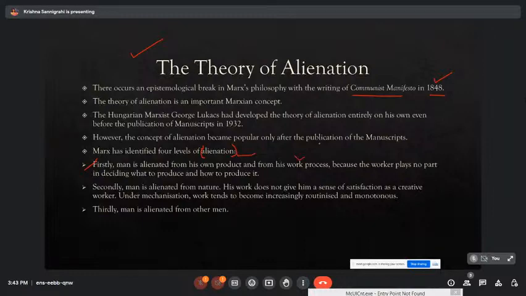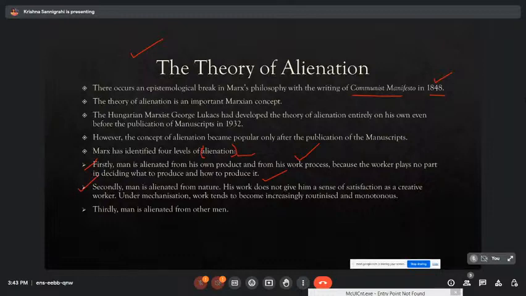and from his work process because the worker plays no part in deciding what to produce and how to produce it. So as industry came in, industrialization happened. What happened? A man was slowly getting alienated or distanced from his own product, from his work process, because the worker played no part in deciding what to produce and how to produce, because they were just a part of the whole process of production.